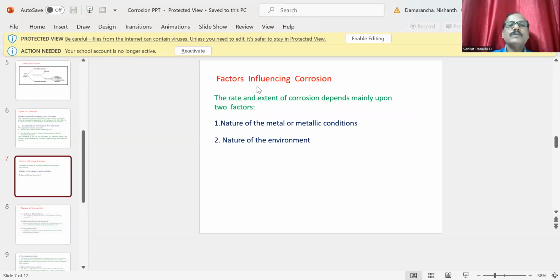Now let us come to the factors influencing corrosion. How will the rate of corrosion be affected? The rate and extent of corrosion depend mainly upon two factors. Number one is the nature of the metal. The nature of the metal itself is responsible for the corrosion rate. Similarly, the nature of the environment is also responsible. The surroundings of the metal, where it is placed, play an important role in the rate of corrosion. Now let us see one by one by taking some factors.